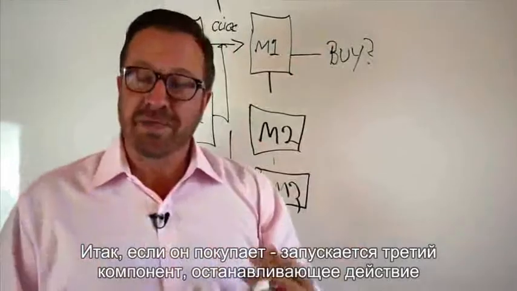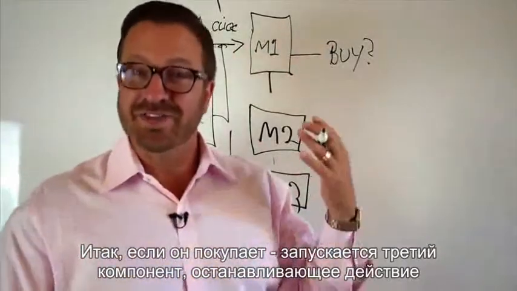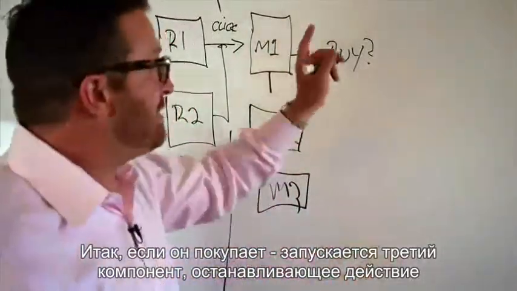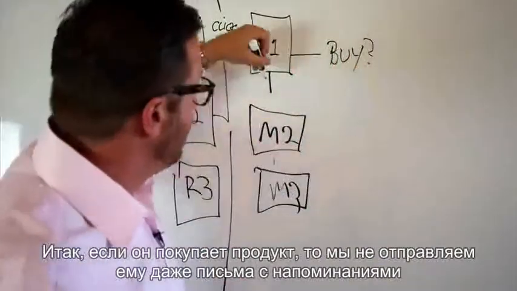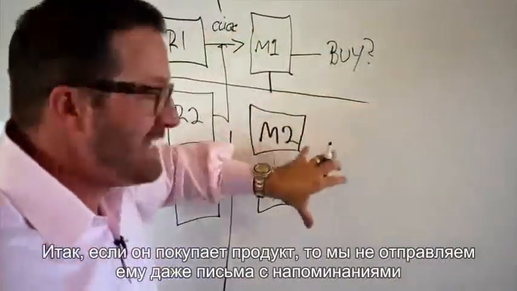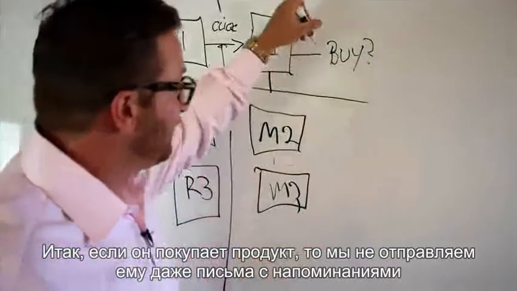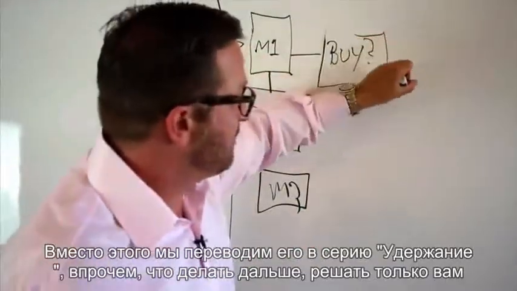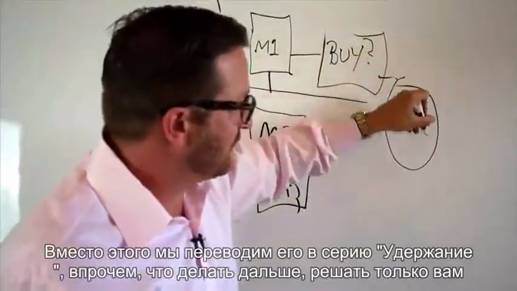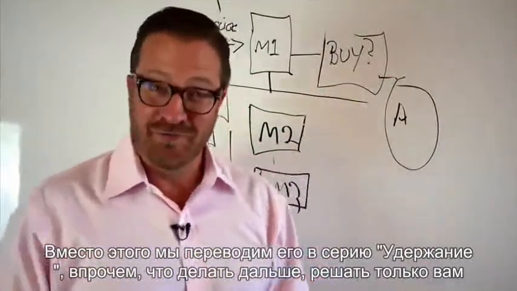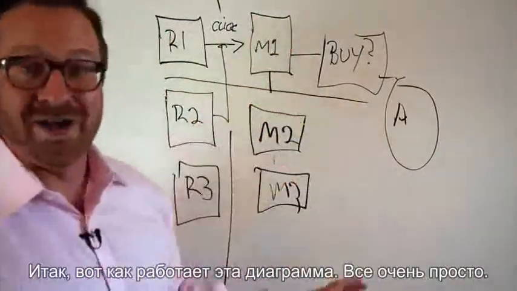Okay, now if they buy, that is the third component. That's called the terminating action. So if they buy, immediately upon buying, we will not send them any of the remaining milestone sequences. Instead, we will put them into an ascension sequence, right? If you choose to do so. So this is how the diagram of this works.